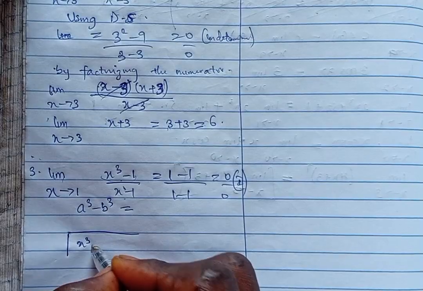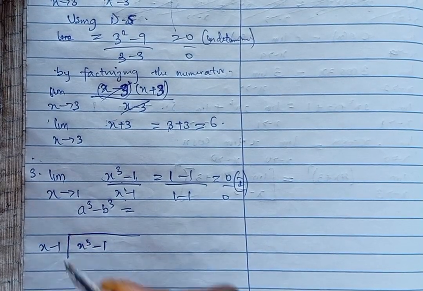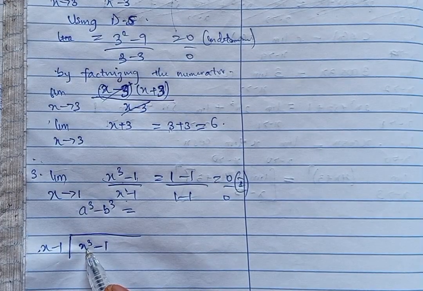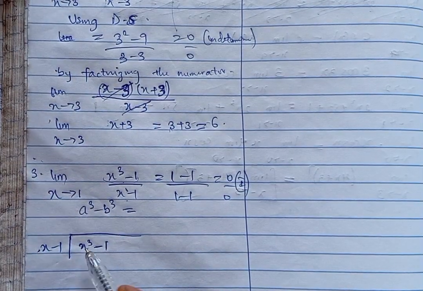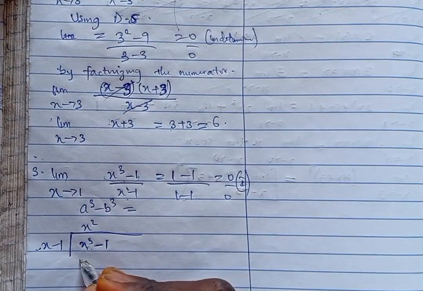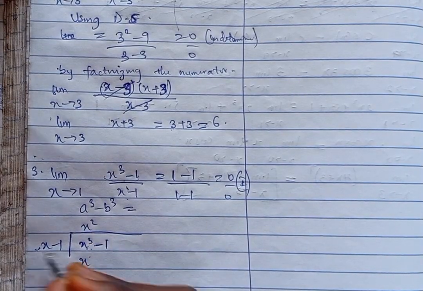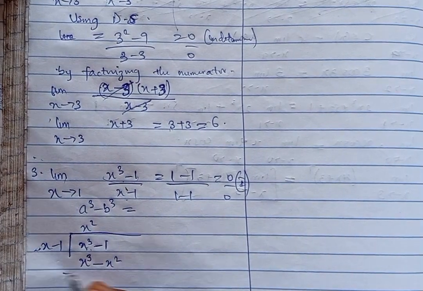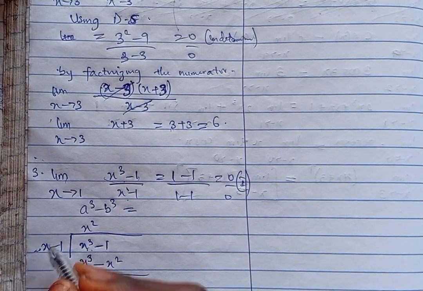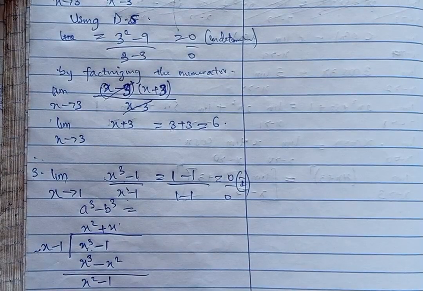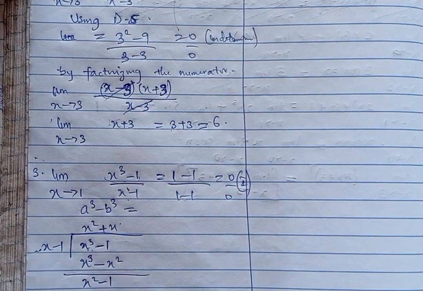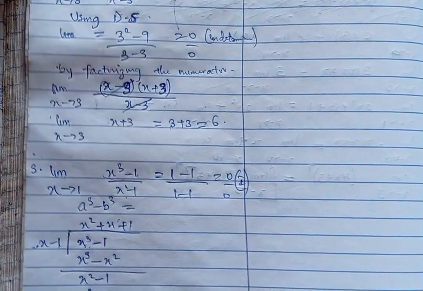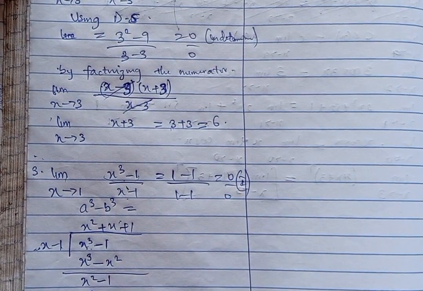This is our numerator and this is our denominator. You can divide the numerator by the denominator. You can go and check the previous video on how this is solved. We have x squared, x raised to power 3 minus x squared, you have x squared minus 1 now, plus x squared minus x, minus 1 plus 1, you have x minus 1, which is 0.